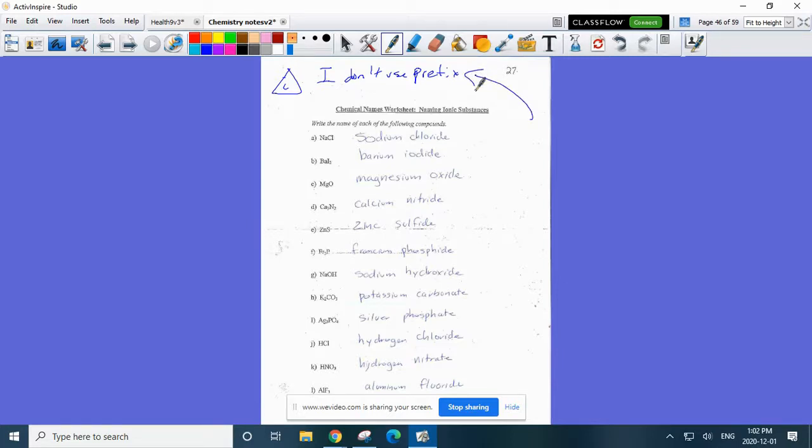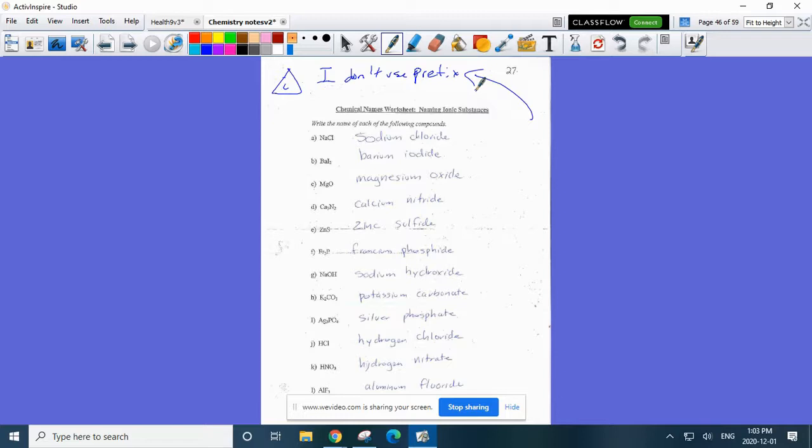And same thing, MgO becomes magnesium oxide. Ca3N2 becomes calcium nitride. Do not use any prefixes. That would make it wrong because ionics do not use prefixes. Next one, it's a metal and non-metal. It's ionic. Ionic uses no prefixes, so zinc sulfide. Next one, it's ionic. It's a metal and a non-metal. Ionic, no prefixes. So it's francium phosphide.